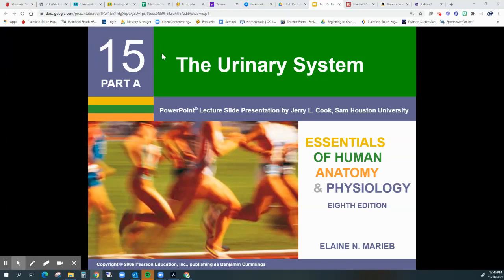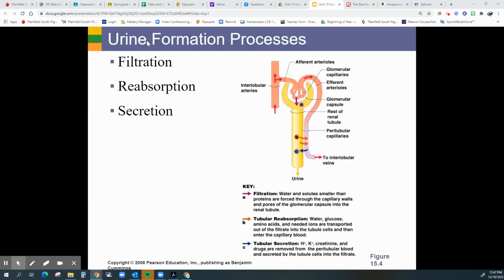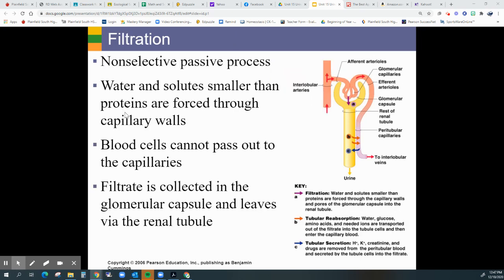All right, guys. So for this lecture, we're going to take a little bit of a look at how the kidney processes or essentially makes urine. Urine formation is actually broken up into three processes: filtration, reabsorption, and then finally secretion. And each one of those processes, we've got a different step or different things being processed along the way. So let's look at filtration first.